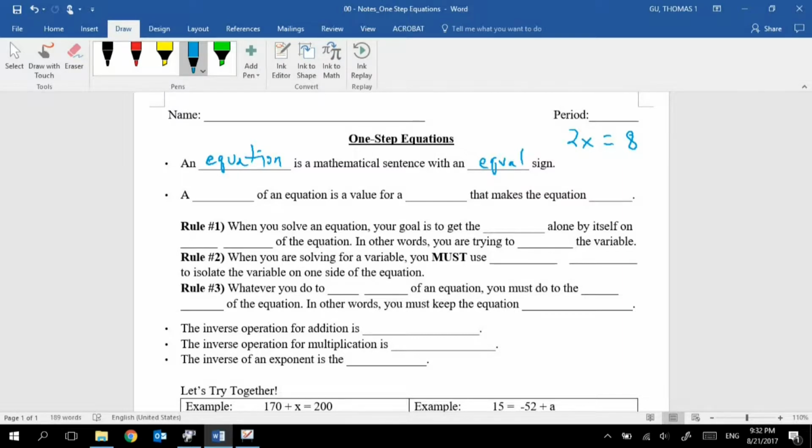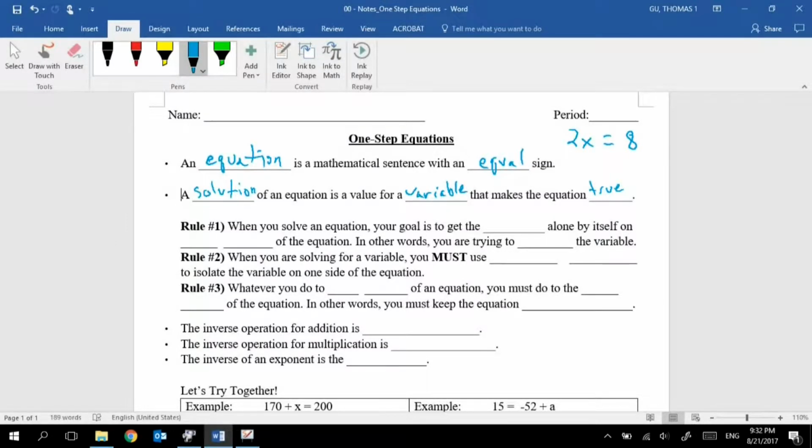All right, next up here, what is this one going to be? A something of an equation. I'm going to give you a little answer right here. Solution of an equation is a value for a variable that makes the equation what? False? Makes the equation wrong? No, it needs to make the equation true. A solution of an equation is a value for a variable that makes the equation true.